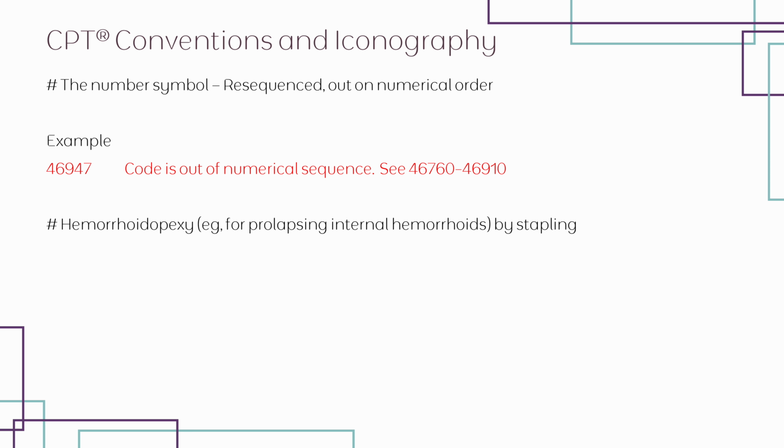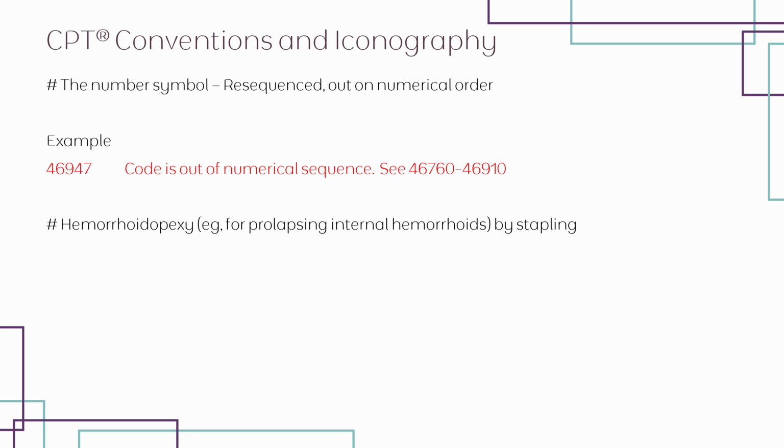When this occurs, the AMA uses a special symbol to help identify the codes that are out of sequence. This symbol is the pound sign. Anytime you see a pound sign next to a code, it tells you that this particular code has been resequenced and it no longer appears in its expected numeric location. Let's look at an example together.